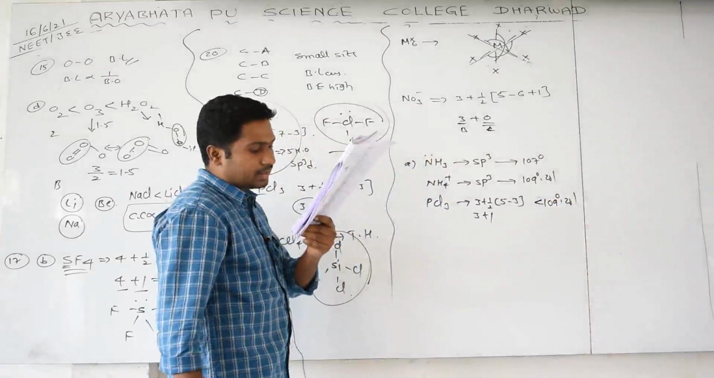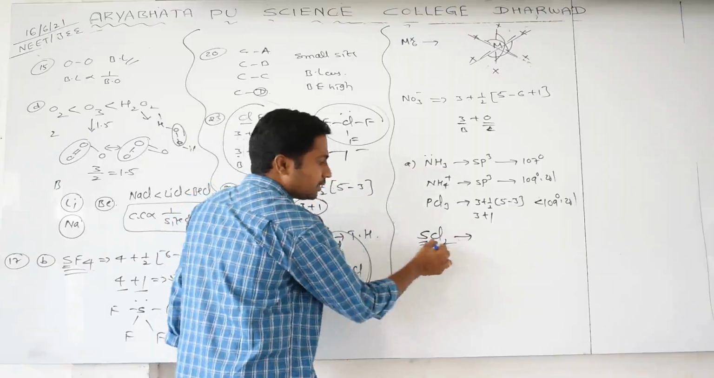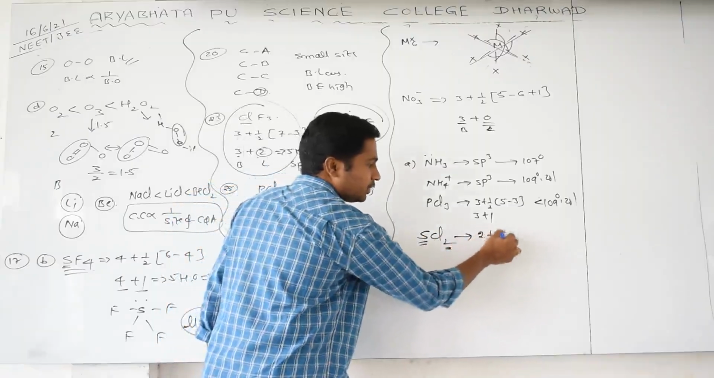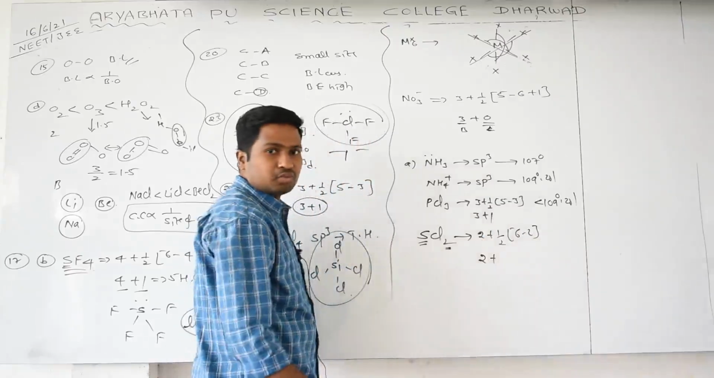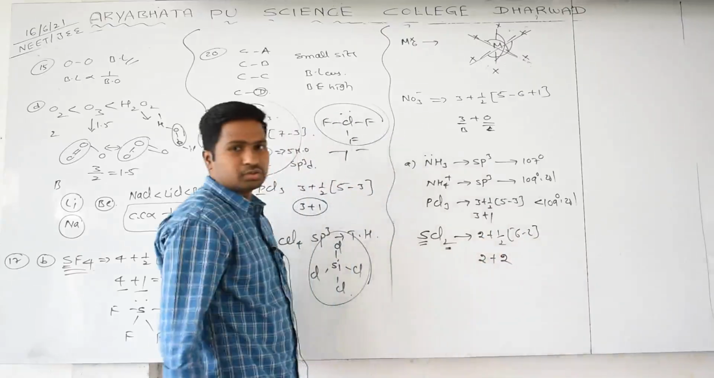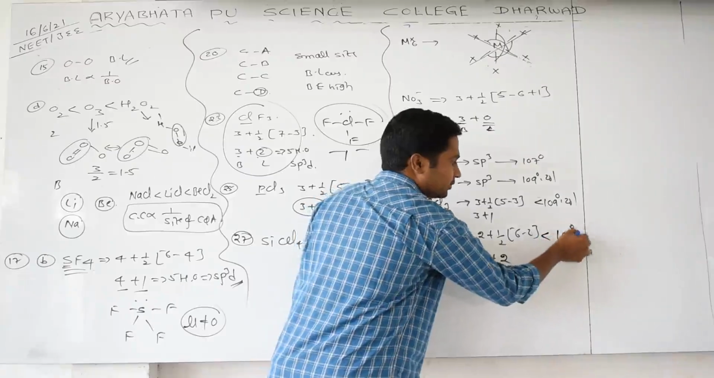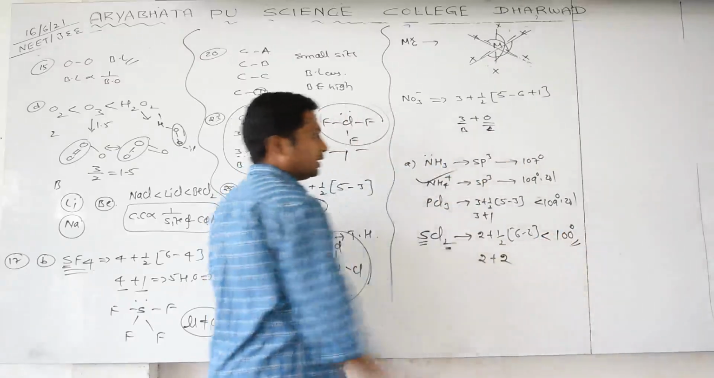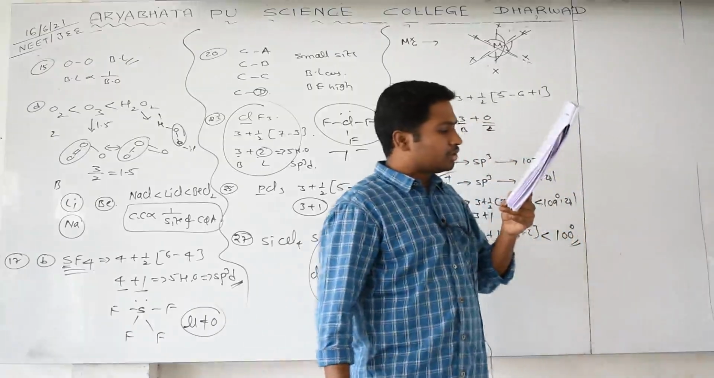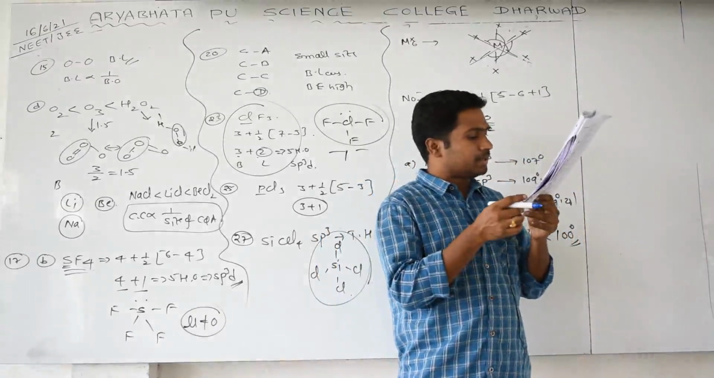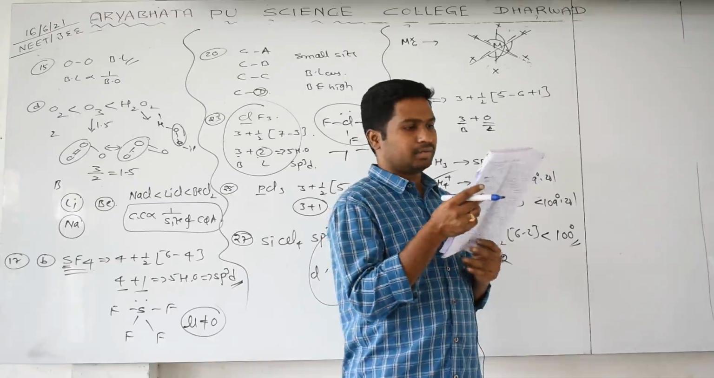Come to the next, SCl2. Around the central atom, how many atoms are there? 2 plus, 6 minus 2, 4 by 2, we are getting 2. 2 bond pairs, 2 lone pairs, angular shape, we are getting around 100 degrees. So which is the highest bond angle? NH4 plus. Go for the next. BCl3 is a planar molecule, whereas NCl3 is a pyramidal molecule because there are no lone pairs in BCl3 and lone pairs in NCl3. You will get it.